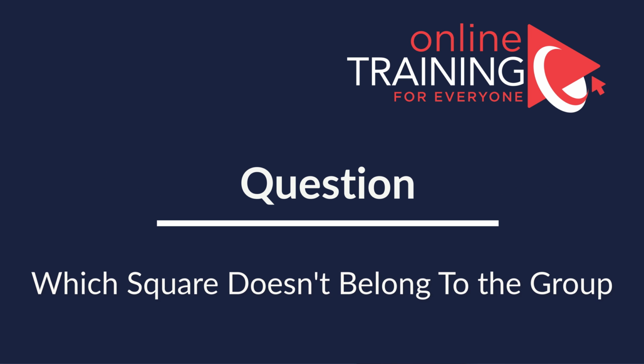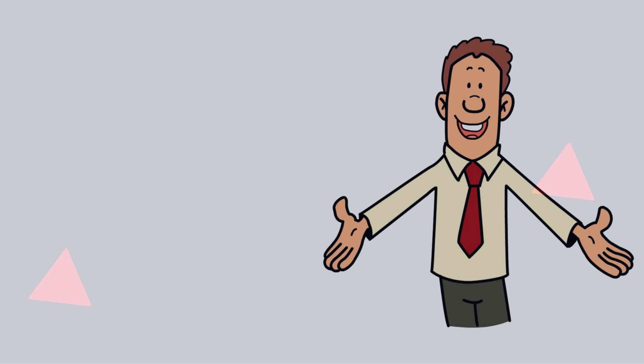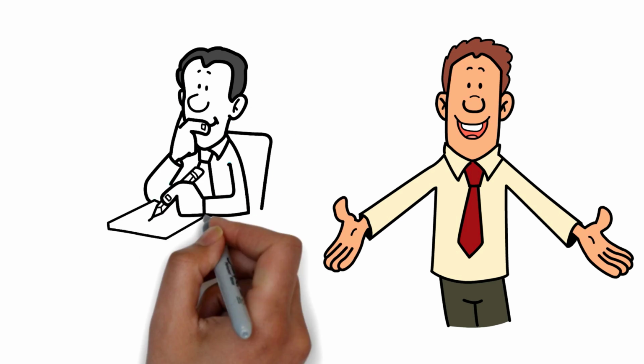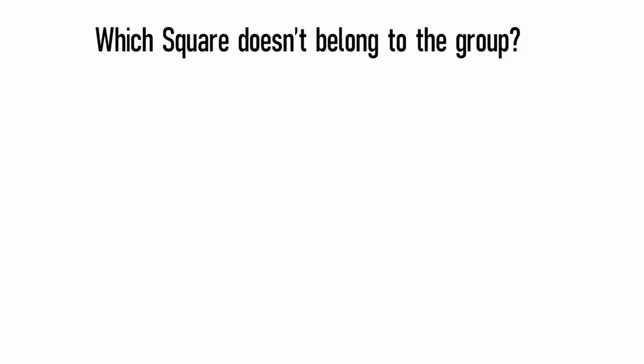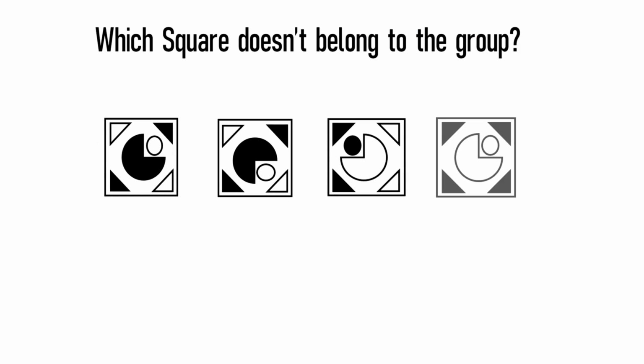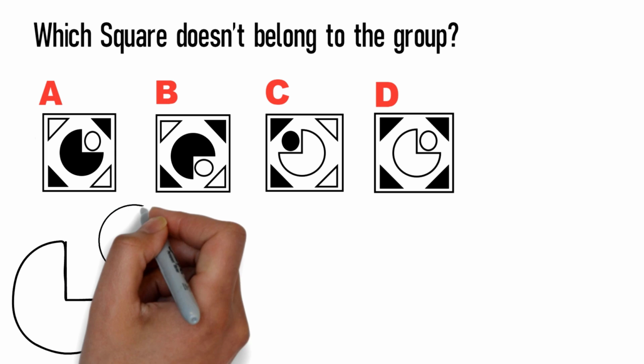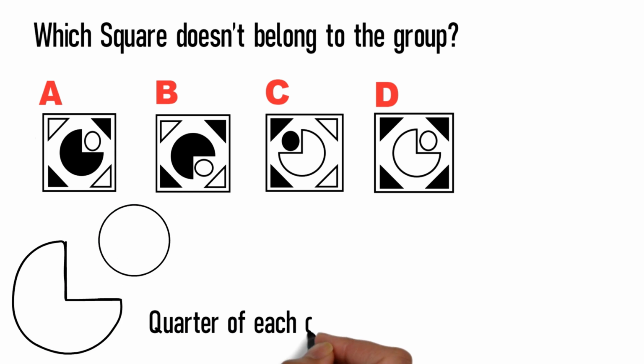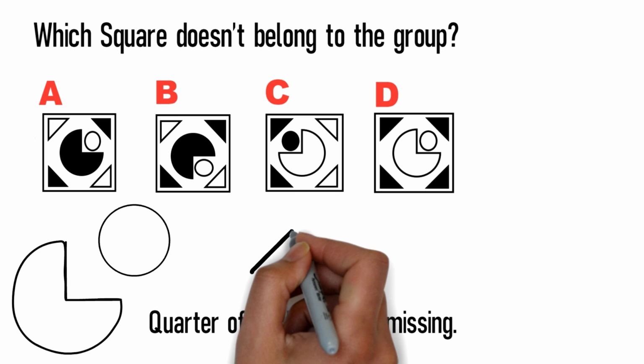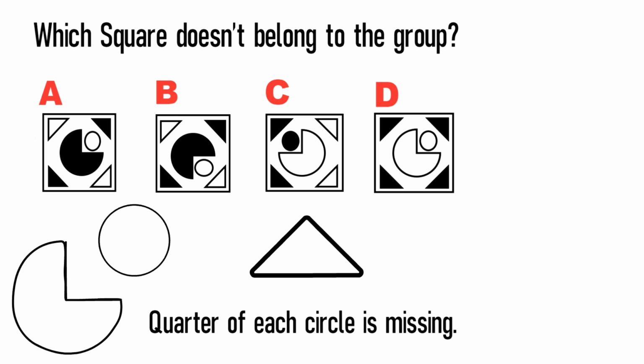I'm excited to take advantage of the opportunity and share with you how to solve these types of problems on the test. Typically, when you get a problem, you need to determine which object does not belong to the group. In this particular case, you need to determine which square doesn't belong to the group. You're presented with 4 different squares, choices A, B, C, and D. Each square contains 2 circles inside. In the large circle, a quarter of each circle is missing, and instead replaced with the small circle. All squares also have triangles in the corner.